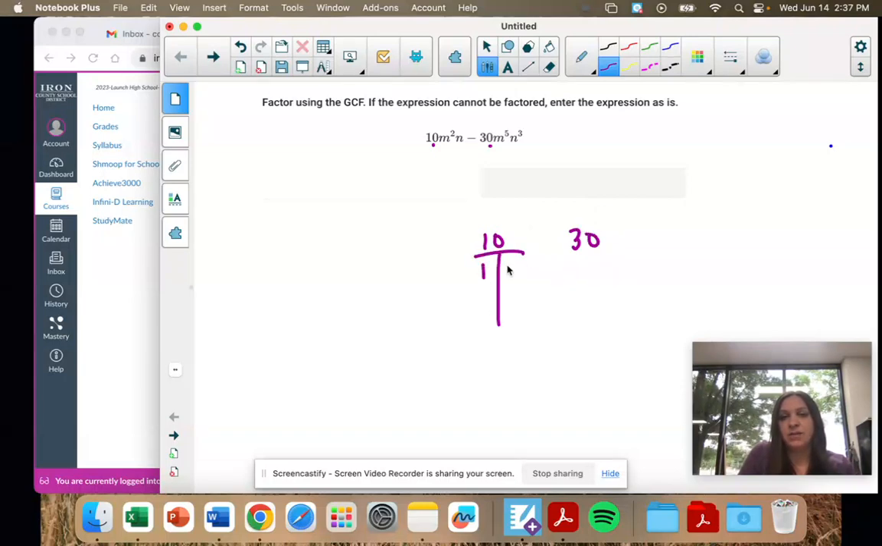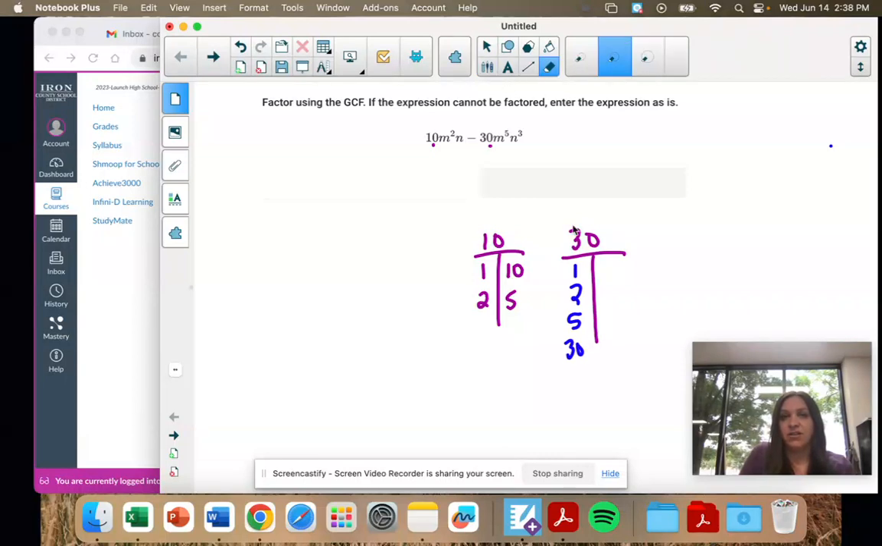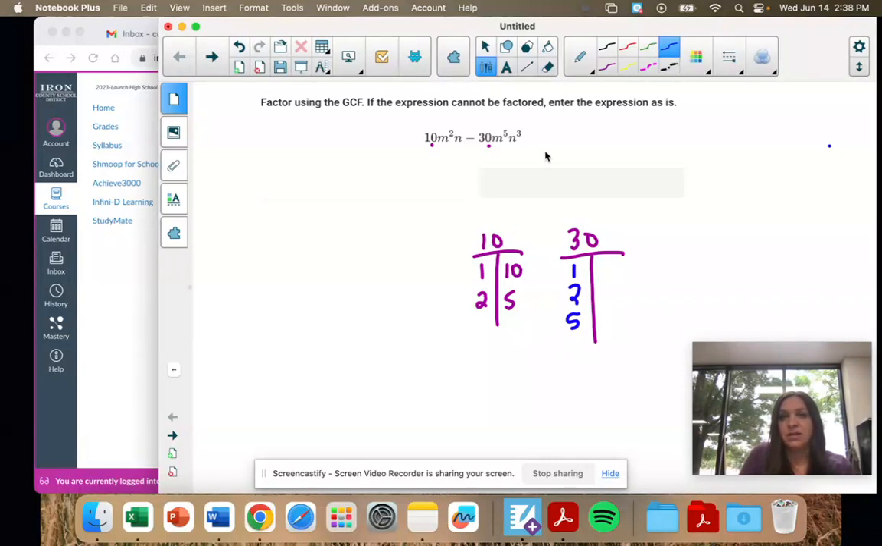10 is 1 times 10 and 2 times 5. If you don't know your times tables, use a calculator, but this is a good section to know them, to work on them. So I'm going to take these numbers and see if they divide into 30. And I'm hoping you can see that they do.